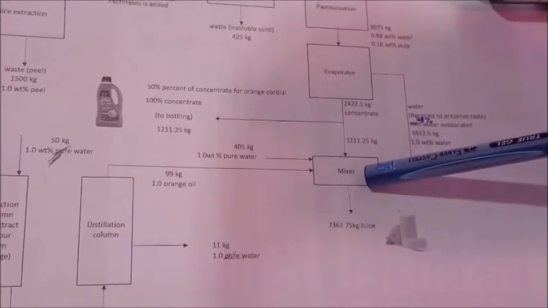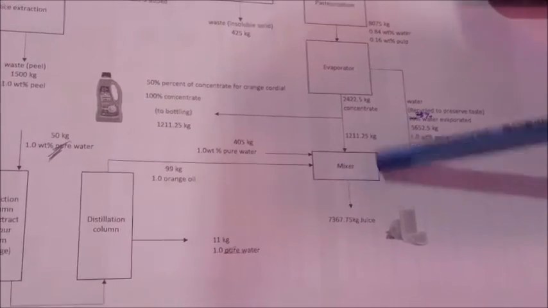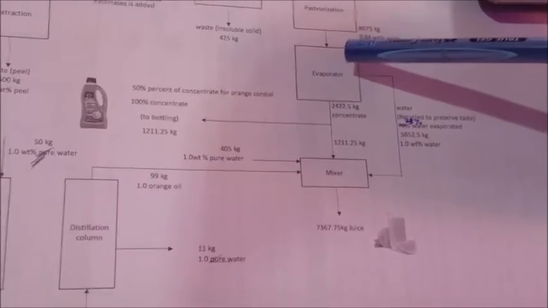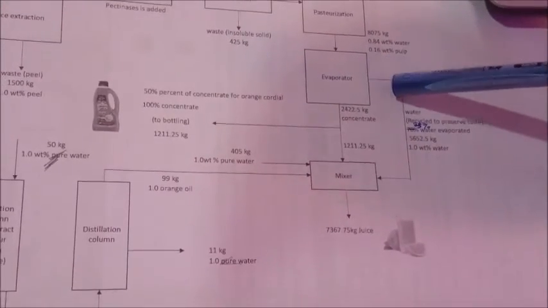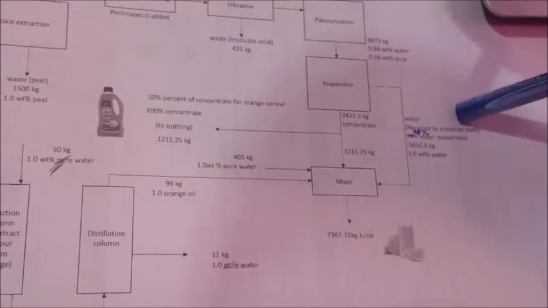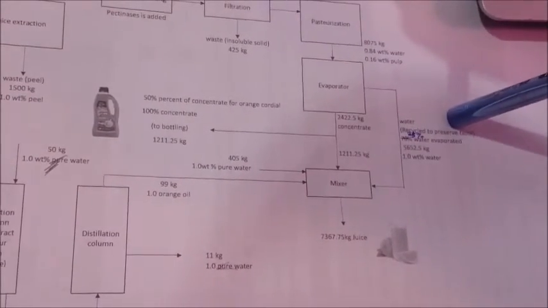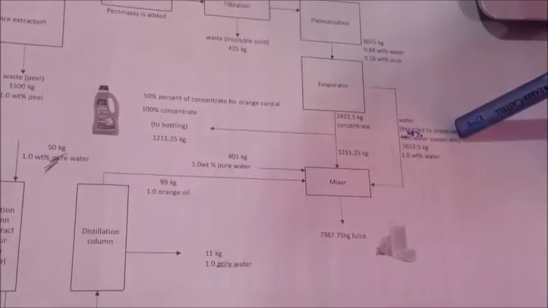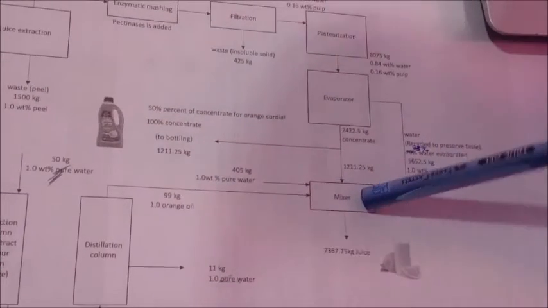In order to produce orange juice, we need to have water. So the water from the evaporator is recycled to preserve the taste, in order to maintain the taste and sweetness of the orange juice. That's all.